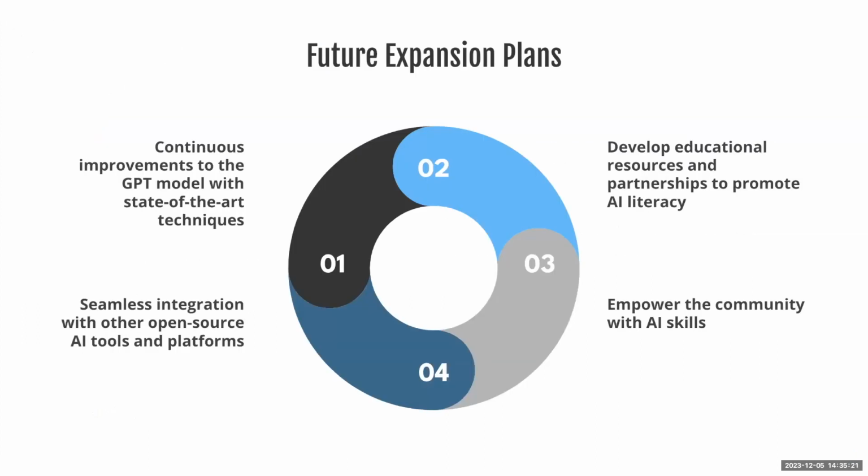As for future expansion plans, obviously continuous improvement on the model, any new state-of-the-art techniques that come out, implementing them and making the model work better, developing educational resources and partnerships, really making it a product that, like I said, isn't a private company's, but a product that everybody is aware of and is actually able to use, empowering the world with AI skills and programming basically. As time passes, I think programming is becoming more and more of a necessity, and even having a basic surface level understanding of how it works is necessary.